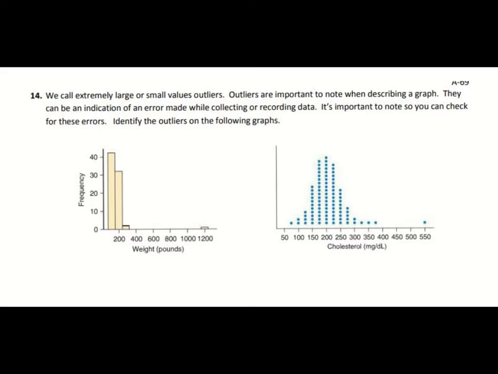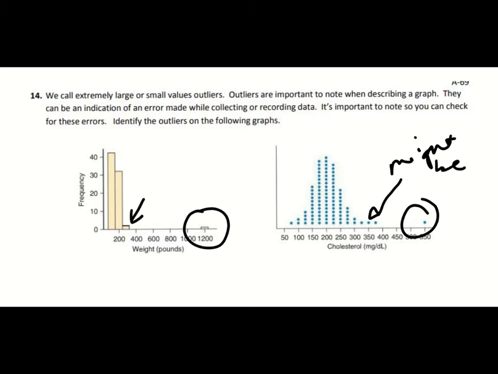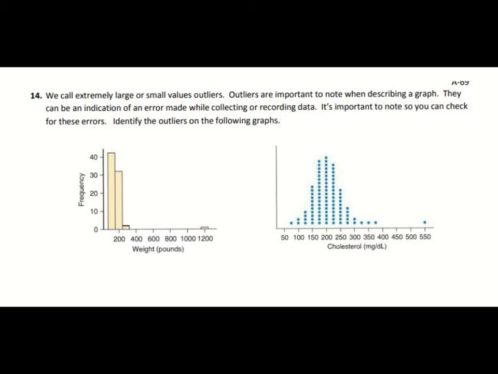We call extremely large or small values outliers. Outliers are important when describing a graph. They can be indications of errors while collecting and recording data. It's important to check for those errors, identifying the following graphs. So you look for the things that are sticking quite out. These are my outliers, but these values here also might be outliers. But most definitely those are going to be your outliers.